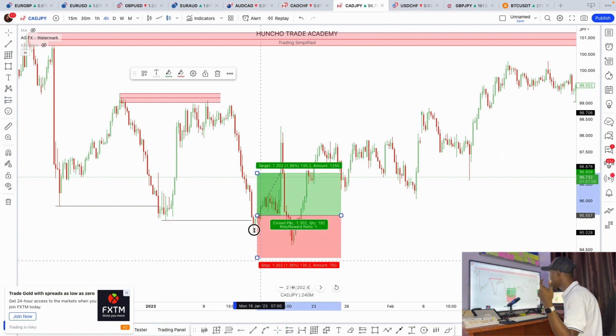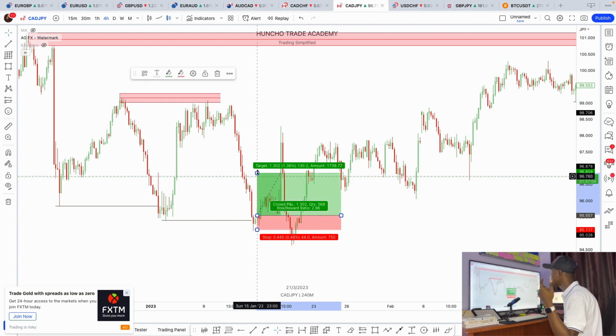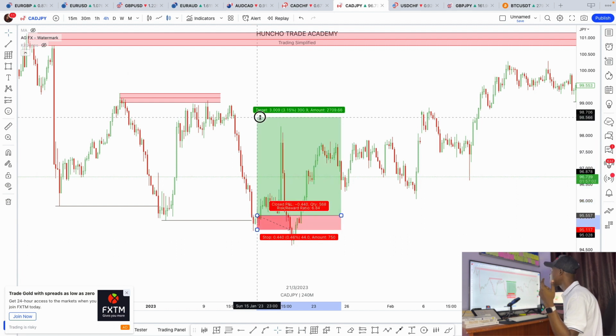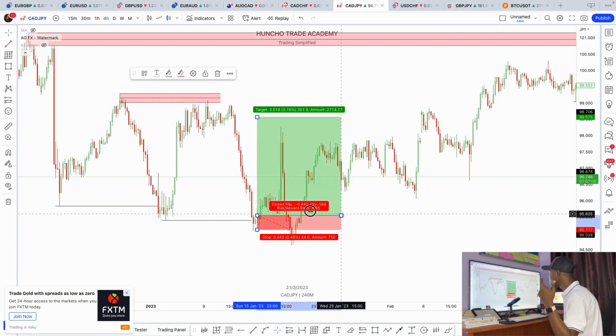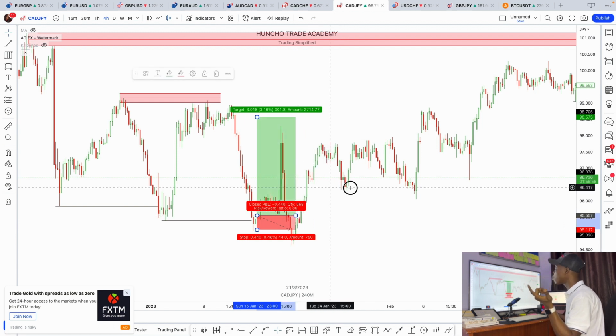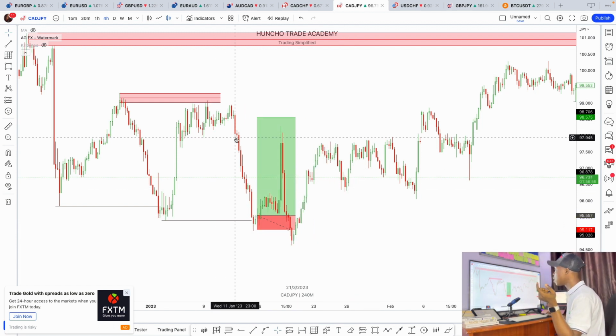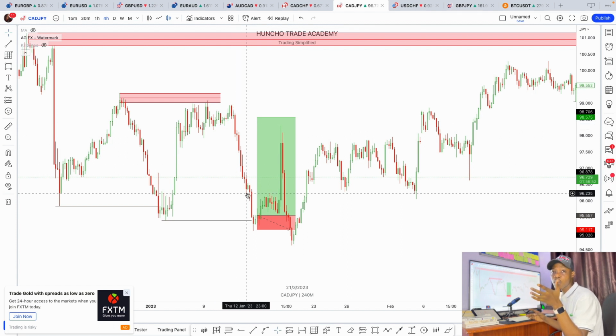Then my stop loss just below this low, right? Then my target at this supply zone. But this is why trade management is very important. This is another supply zone here, and this is a breaker zone. So I take partial positions as soon as the market makes money available to me.